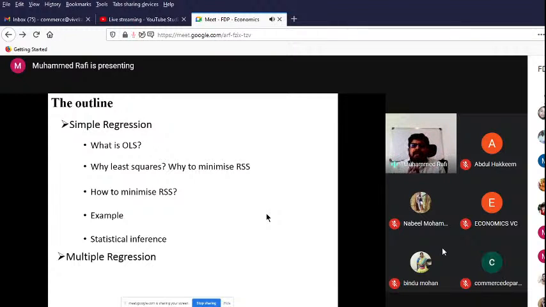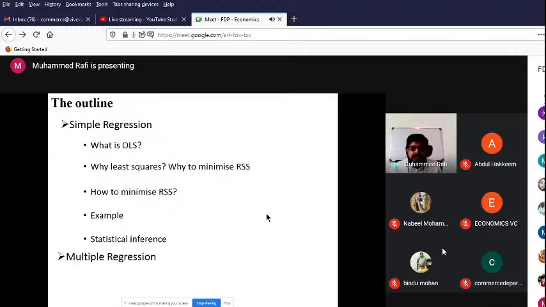Then I'll explain the intuition, or the logic, for going for the least squares. Why do we go for the least squares, or why do we minimize the residual sum of squares? Then I'll explain how we minimize the residual sum of squares, which is exactly what the ordinary least squares method is doing. Then I'll take up an example and show you how we find out the estimates of the relationship between two variables.